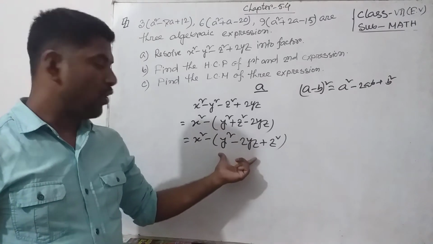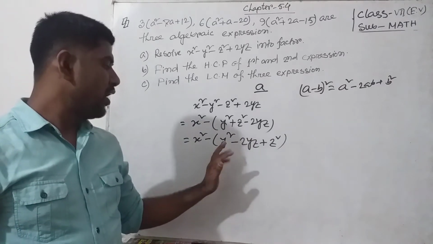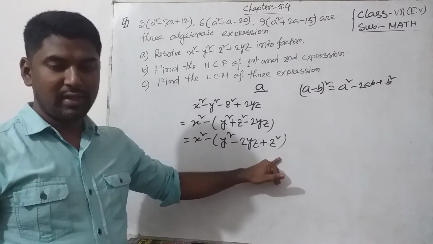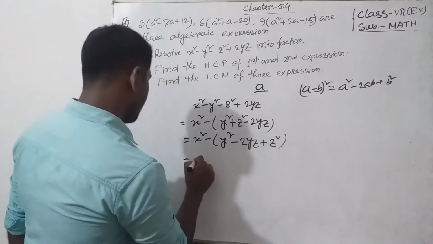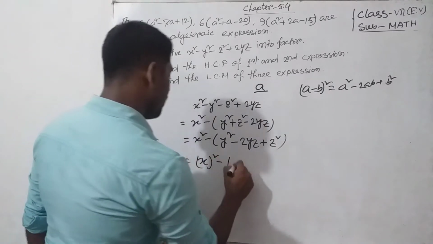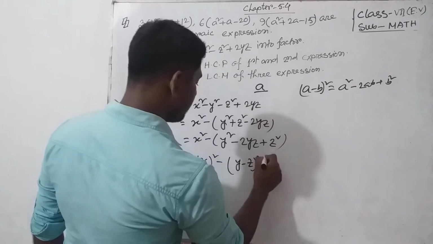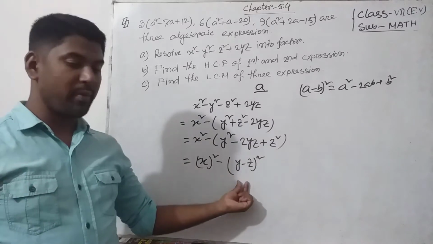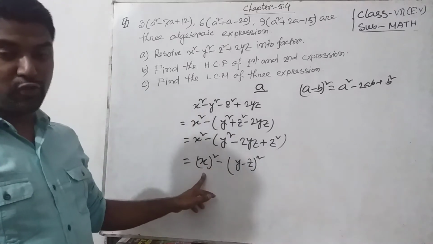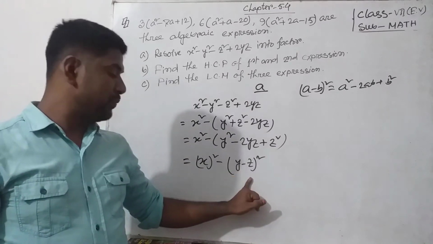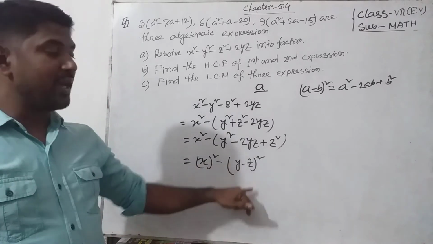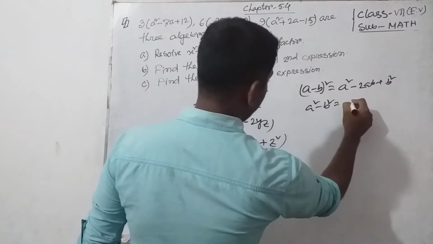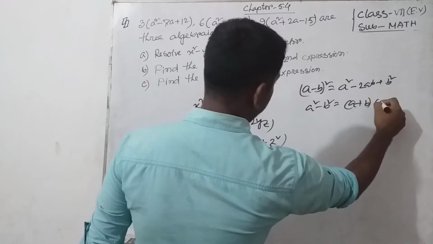It is the formula of a minus b whole square. So we can write it a minus b whole square. Here a means y and b means z. So we can write it x square minus y minus z whole square. It is another formula. Now you think if x equals a and y minus z equals b, then it will be a square minus b square. We know a square minus b square equals a plus b into a minus b.